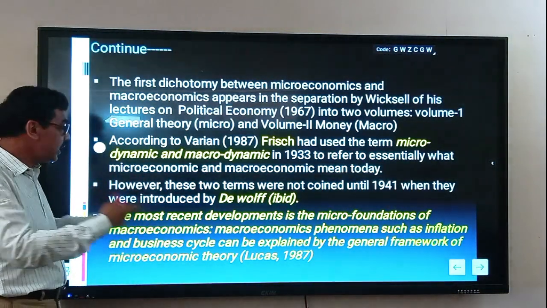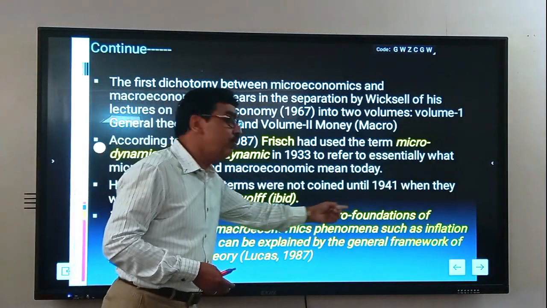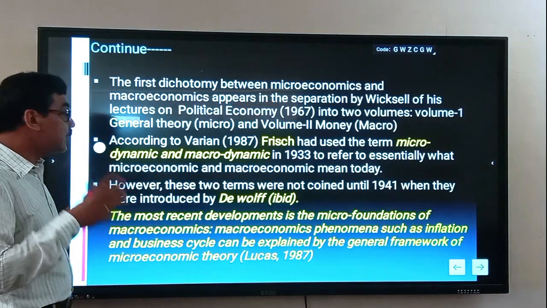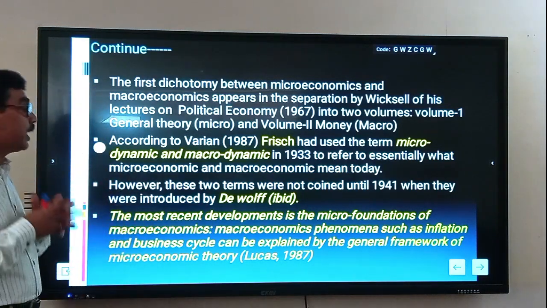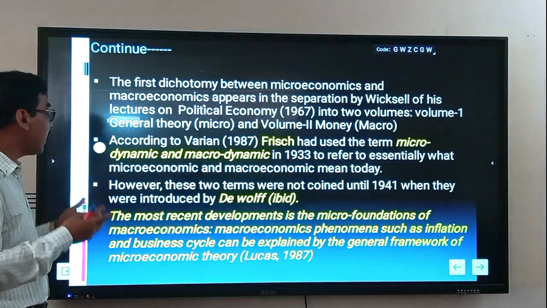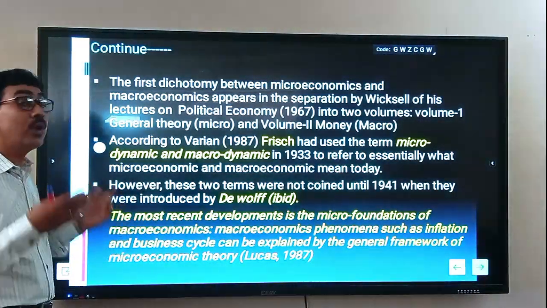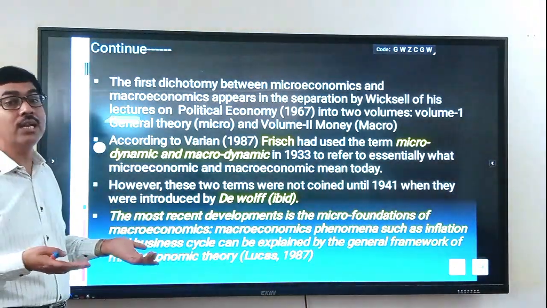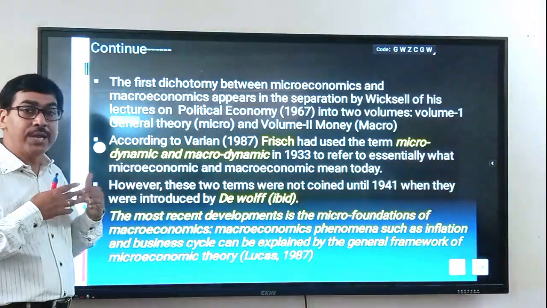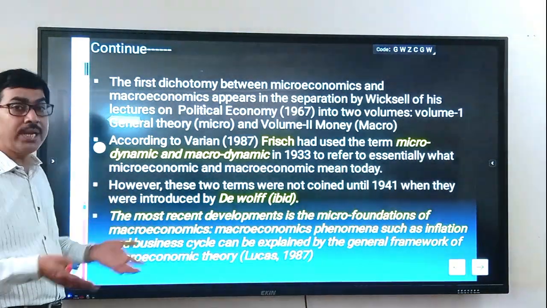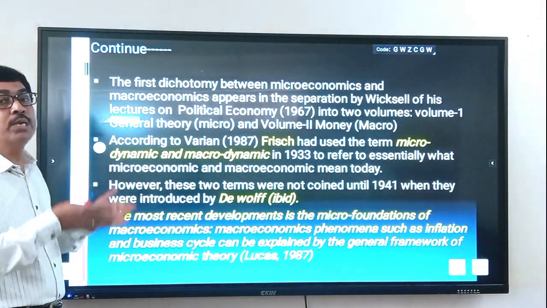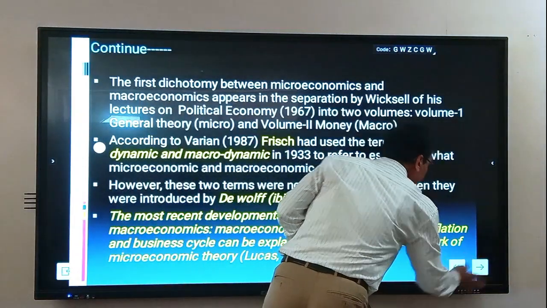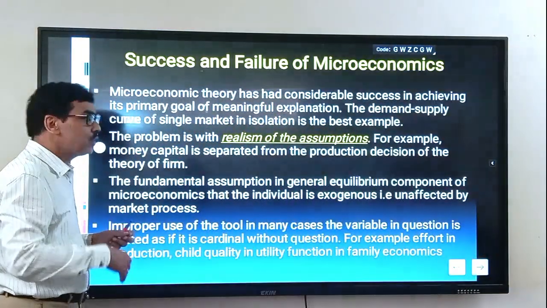The most recent development is the microfoundations of macroeconomics: macroeconomic phenomena, such as inflation and the business cycle, can be explained by the general framework of microeconomic theory. This is by Lucas, who got the Nobel Prize for it, and we study it as new classical economics. That means every macro phenomenon can be explained with the help of microeconomic foundations. So we are coming back to microeconomic theories, and they are utilized to understand these things.